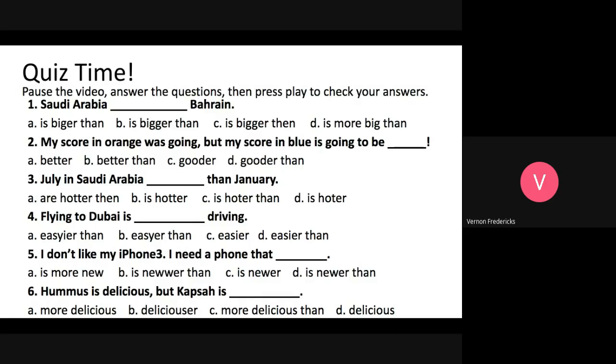Number 4. Flying to Dubai is driving. Number 5. I don't like my iPhone 3. I need a phone that. Number 6. Hummus is delicious, but kapsa is okay. So quickly, students, 3 minutes. Okay. Complete this exercise for me, please. 3 minutes. And then we will have a look at the answers.